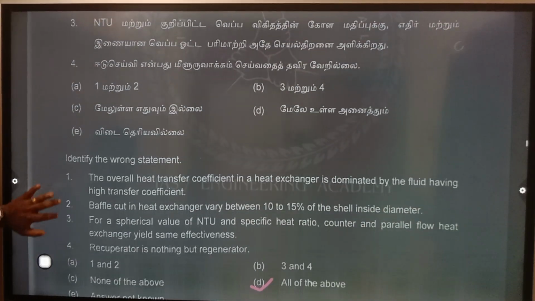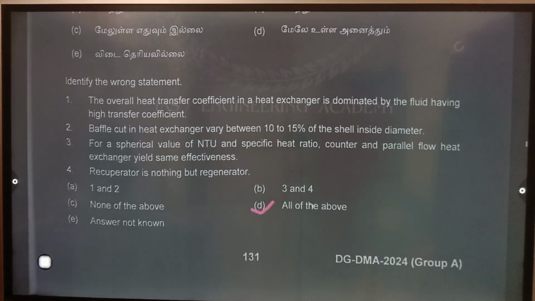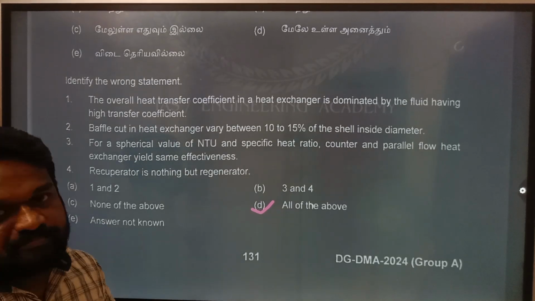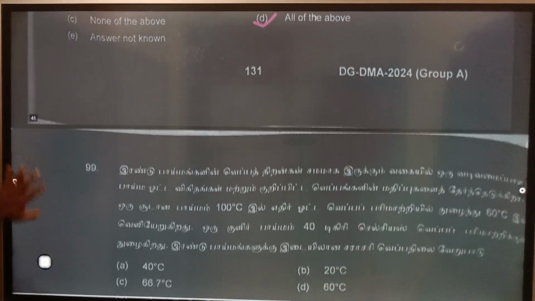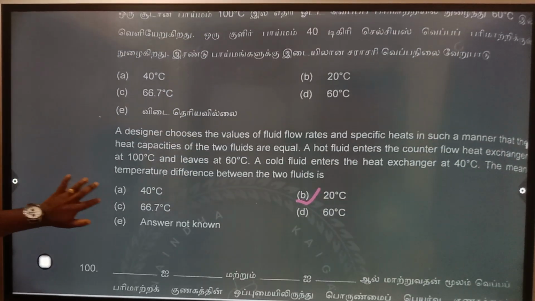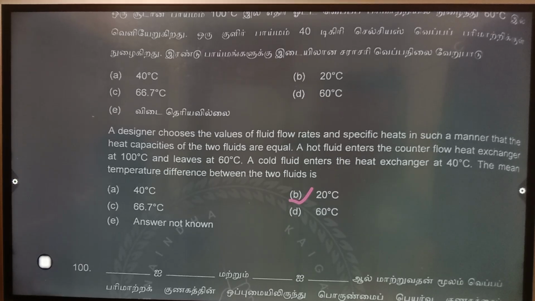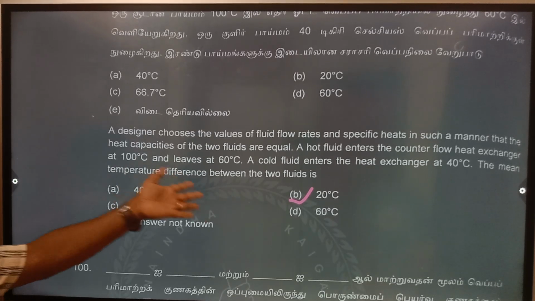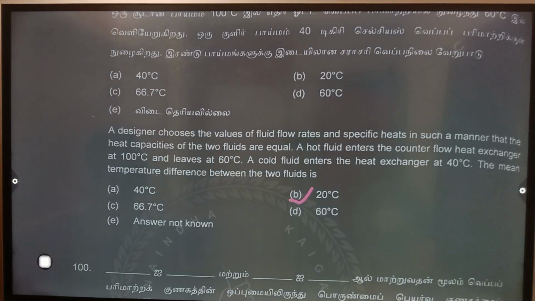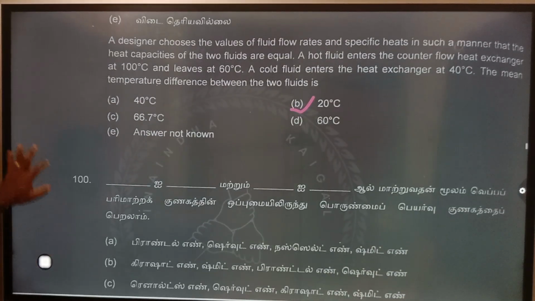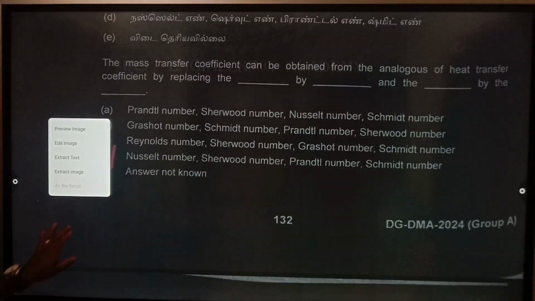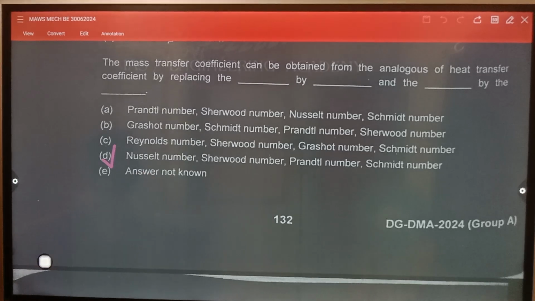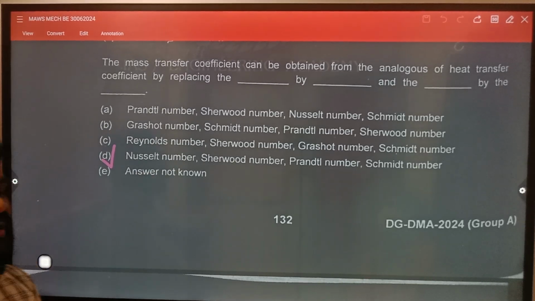98: identify the wrong statement. Okay, all of them are wrong. All of the above is the answer. 99: a designer chooses the values of fluid flow rates and specific heats in such a manner that the answer temperature is 20 degrees Celsius. 100: the mass transfer coefficient can be obtained from the analogous heat transfer correlation. Nusselt number becomes Sherwood number, Prandtl number becomes Schmidt number. D is the answer.